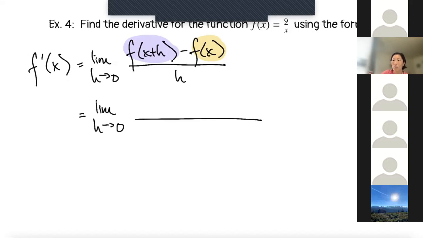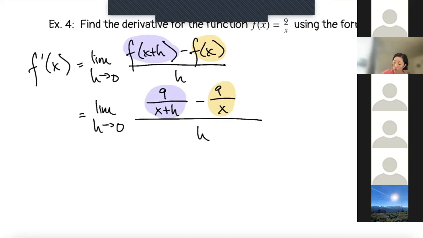All right, I see one answer there. All right, I see a few more. Okay, so the key thing we want to note here, it's going to be 9 over the whole thing, x plus h, the quantity x plus h, minus, and then f of x will be 9/x. Okay, so here is our f of x. Here is our f of x plus h. Okay.